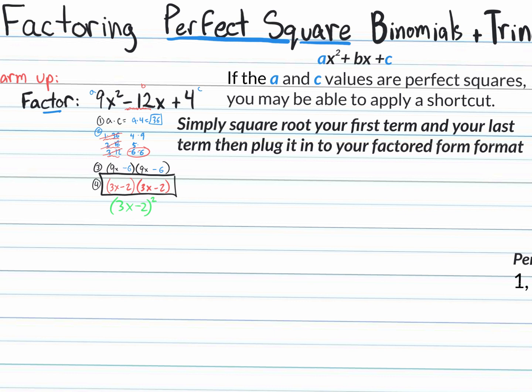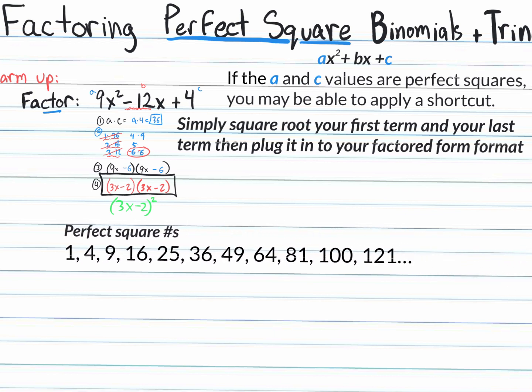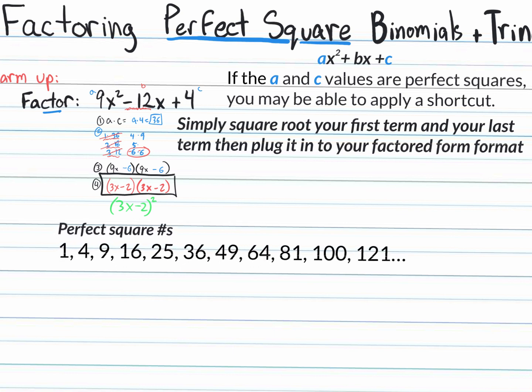If you forgot what a perfect square term is, just remember a perfect square number or a perfect square term comes from simply squaring numbers. Like 1 squared is 1, that's a perfect square term. 2 times itself is 4, perfect square term. 3 times 3 is 9, 4 times 4, 5 times 5, 6 times 6.